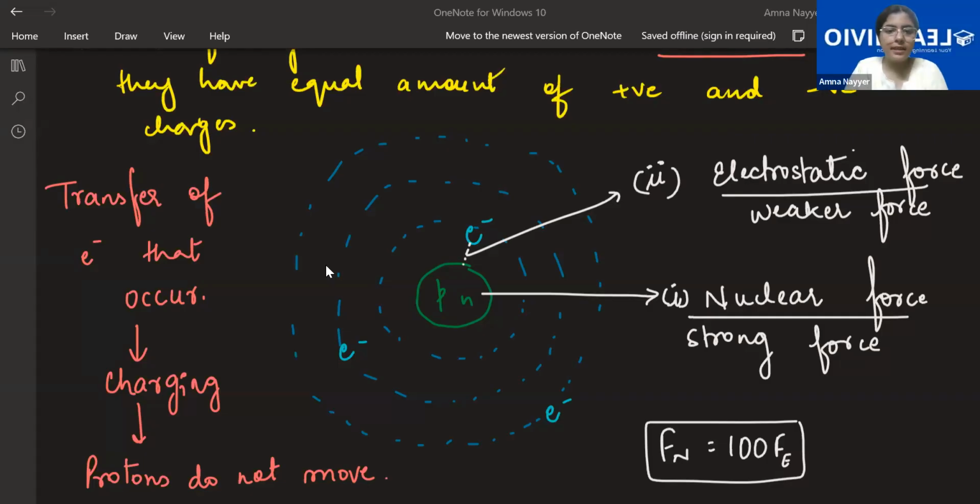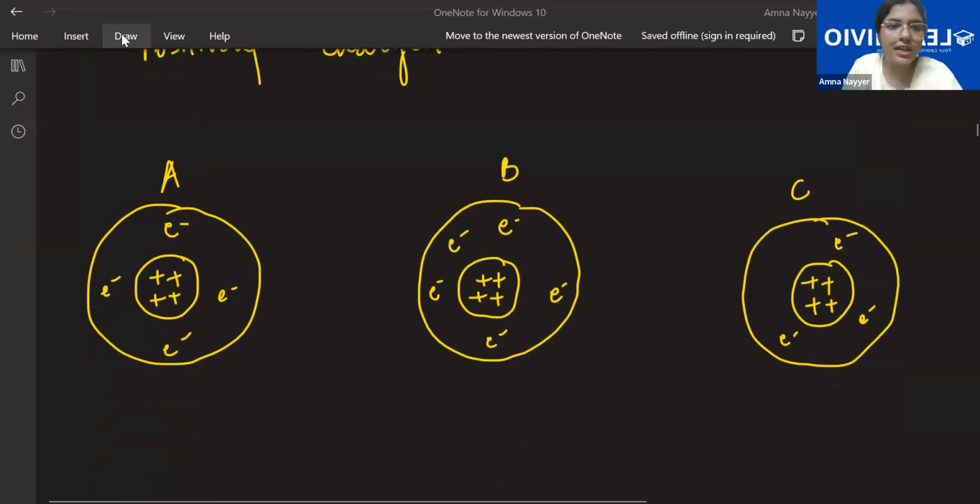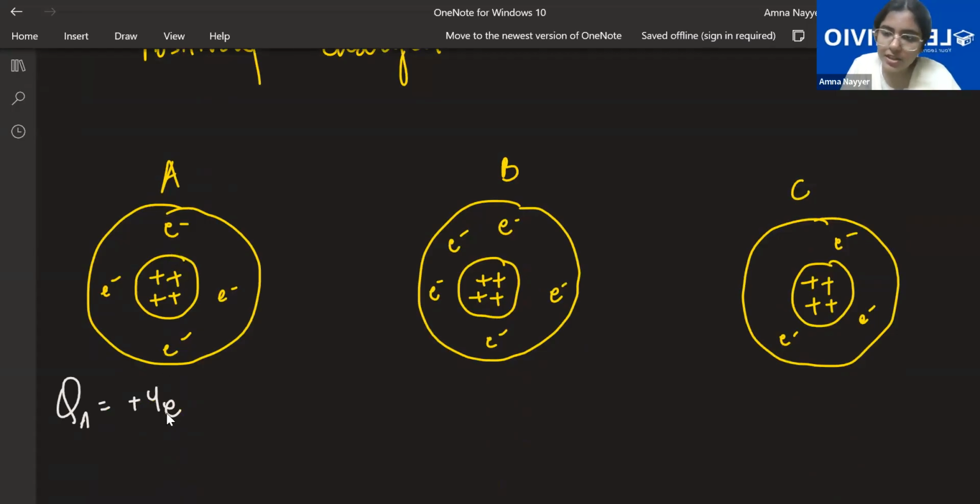Okay, let's come to a little bit about this concept of charging. So charging means the transfer of electrons. Now some more points about the positive and negatively charged body. Here, these are 4 electrons and I'm representing the nucleus with a 4 plus sign, because it's difficult to understand without diagrams. If I calculate the charge on this body A, plus 4 into the charge on a single proton, which is e, so 4 protons give 4e.